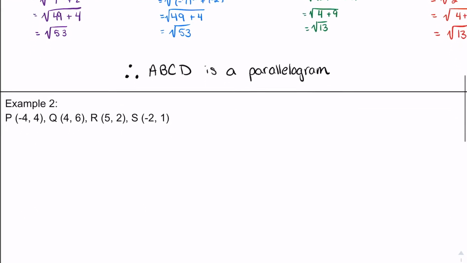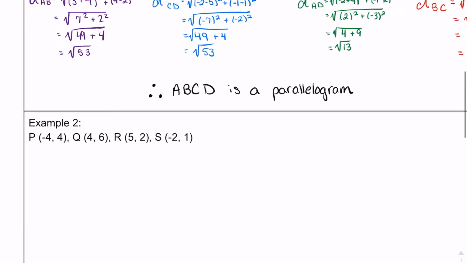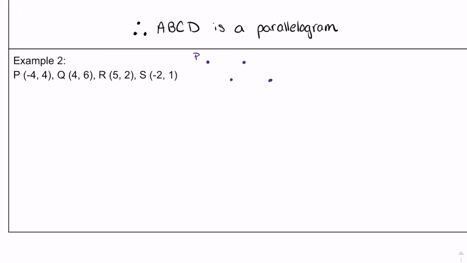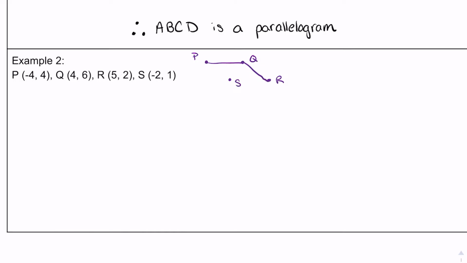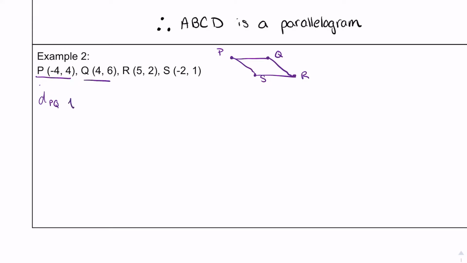All right. Example 2, we want to show if this quadrilateral PQRS is a parallelogram or not. Doing a rough sketch, we can see that PQ makes up the top, RS makes up the bottom, PS makes the left, and QR makes the right. So we will start with the top. X2 minus X1 will be 4 minus negative 4. That'll turn into a plus. Y2 minus Y1 will be 6 minus 4.